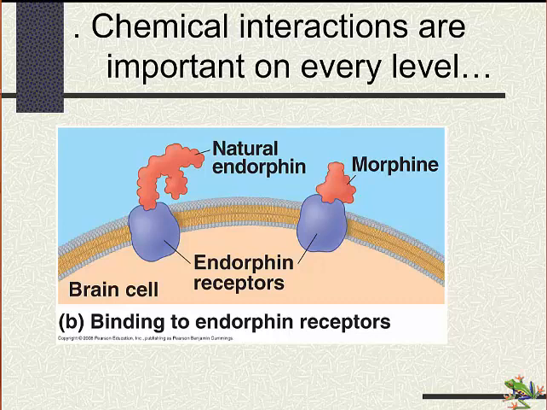Endorphins are produced by our central nervous system and then bind to specific receptors on nerve cells, causing reactions that translate into pain reduction and euphoria. You can see that here in this figure, how the natural endorphin binds to a receptor. As you can also see in this figure, morphine has a shape very, very similar to the endorphin in that part that binds here to the receptor.